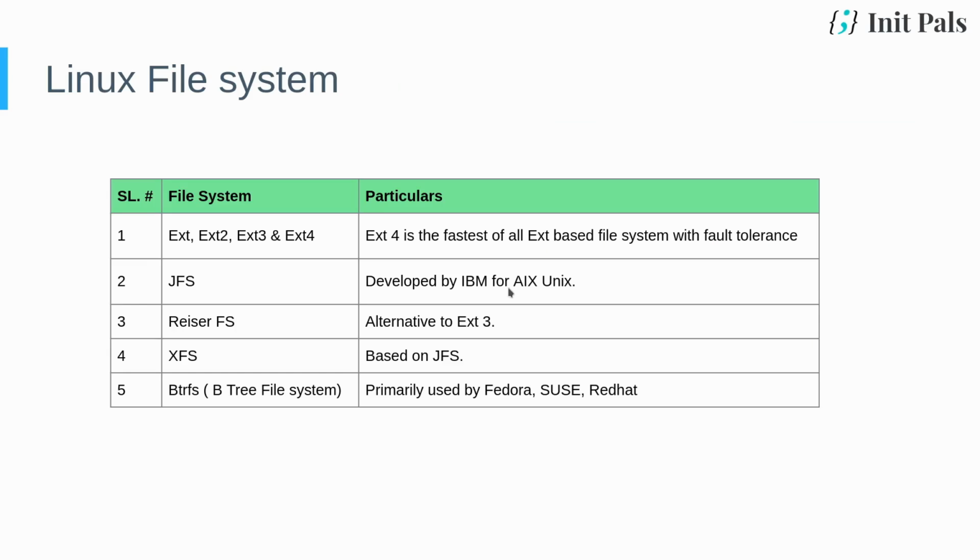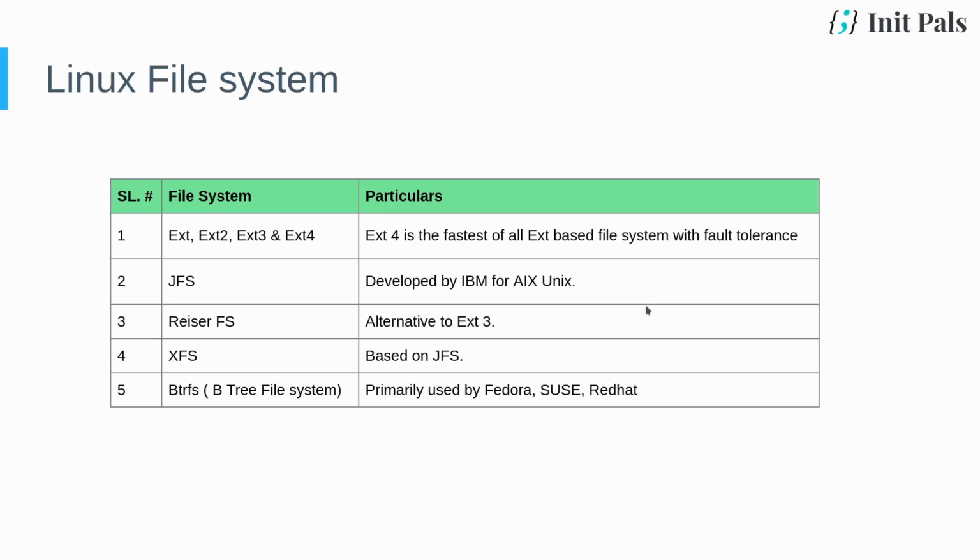Now let's come back to the Linux file system. Similar to the FAT32 and NTFS file systems in the Windows world, there are different file systems available in Linux. One of the popular file systems is the ext file system, or the extended file system, and it is the first file system created for Linux. ext4 is the fourth extended file system, and it is the commonly used file system in Linux, and it is the fastest of all the ext file systems.